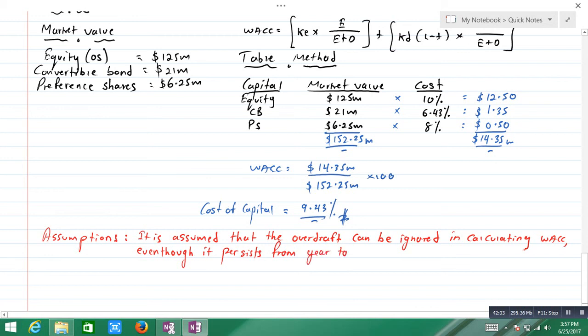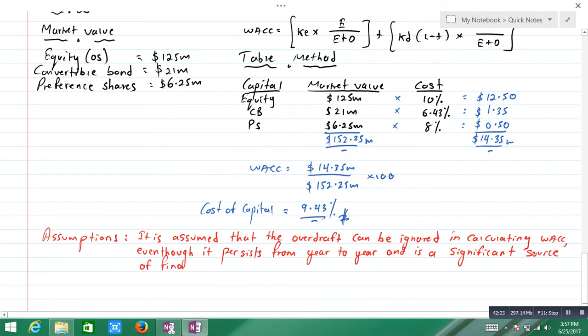Now, this is a very simple explanation. It is assumed the overdraft can be ignored in calculating the WACC. I already told you in the beginning of the question itself: we have to ignore the overdraft because it's short term. In other words, whatever we include in the WACC is going to be a long-term source of finance.